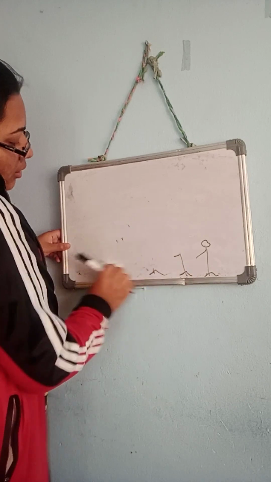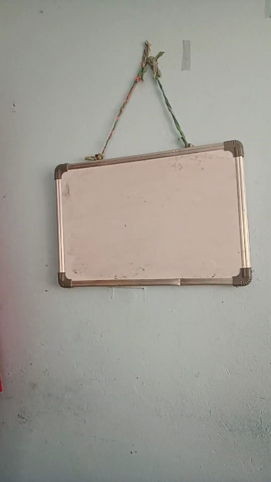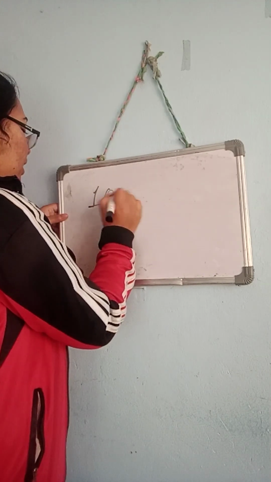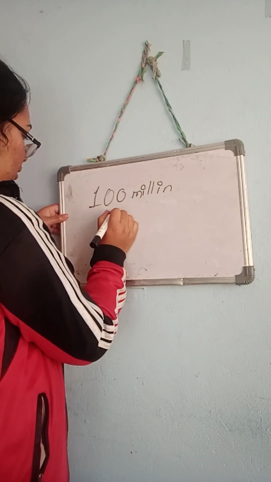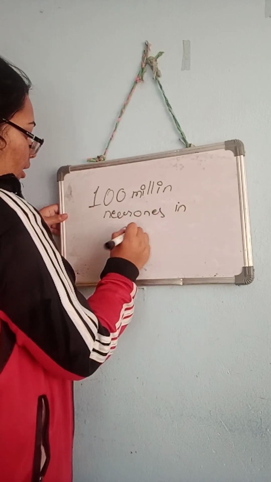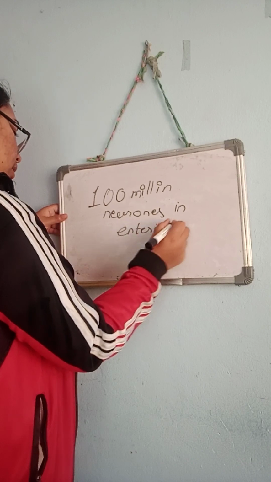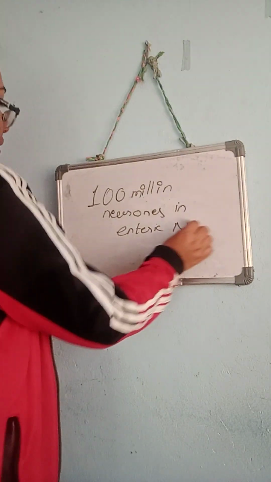Now a fun fact about the enteric nervous system is that about 100 million neurons are present in the enteric nervous system, which is equal to the number in the entire spinal cord.